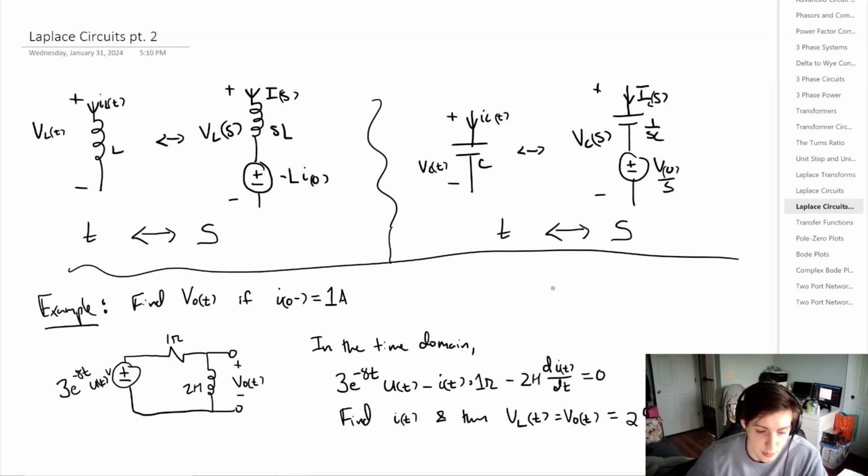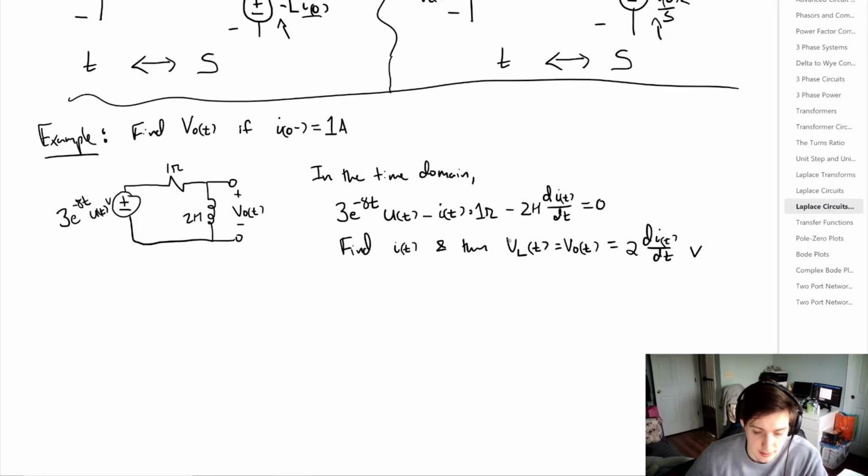From the last video, we saw how to model an inductor and a capacitor in the S domain, where we have these additional pseudo voltage sources that are reliant on the initial conditions. So from this, we can look at an example, and we're going to say that the initial condition is that there's 1 amp going through the inductor at time equals 0 from the left, or we can say that that's also equal to i at time equals 0.